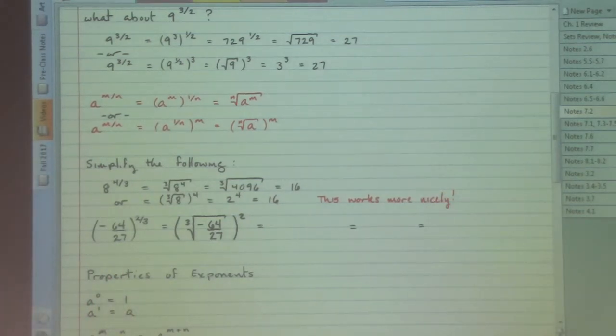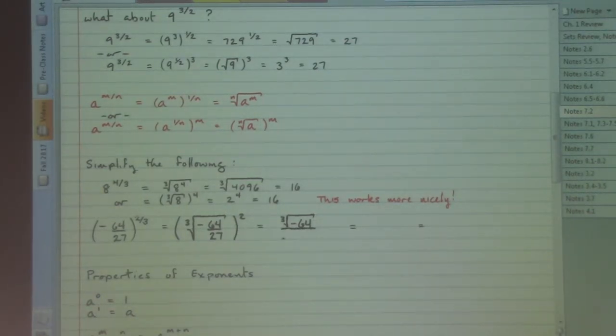Dealing with that cube root, one of the other rules that we had for powers said, hey, what we can do is take that cube root and apply it to the top and to the bottom separately. So we can take the cube root of the negative 64, and we can take the cube root of 27. We'll work those out, and then afterwards, again, we have to worry about that power of 2.